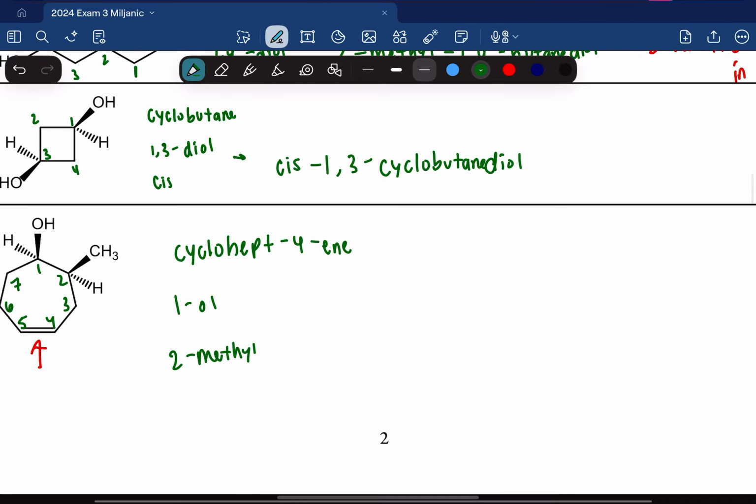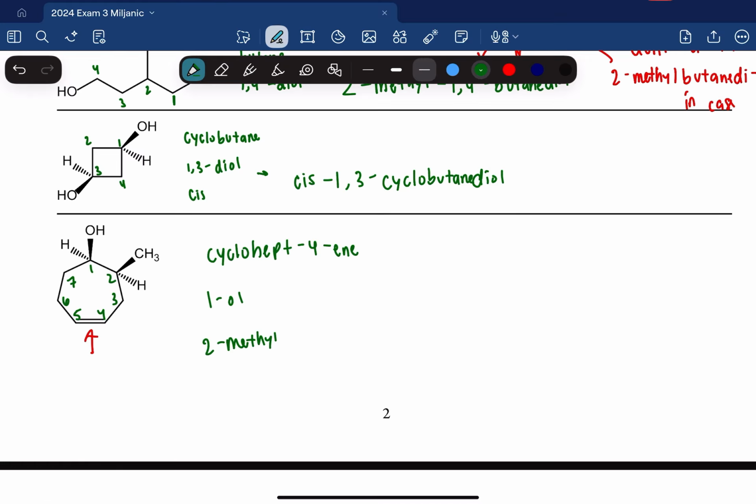Okay. So the way I would go about this is you can put the 2-methyl in the front. So a 2-methylcyclohept-4-en-1-ol.